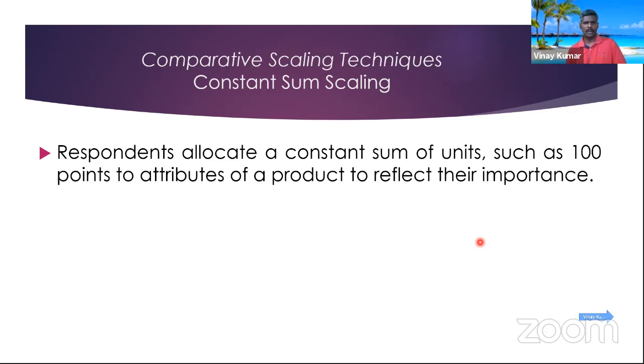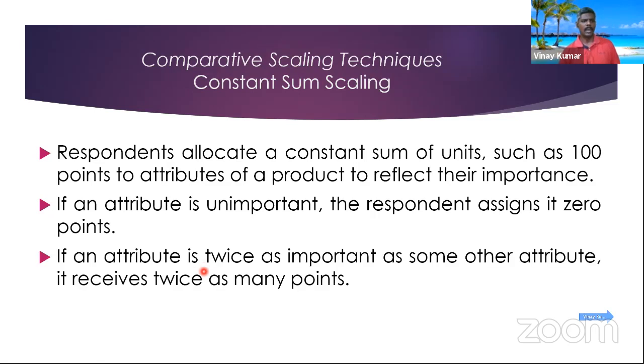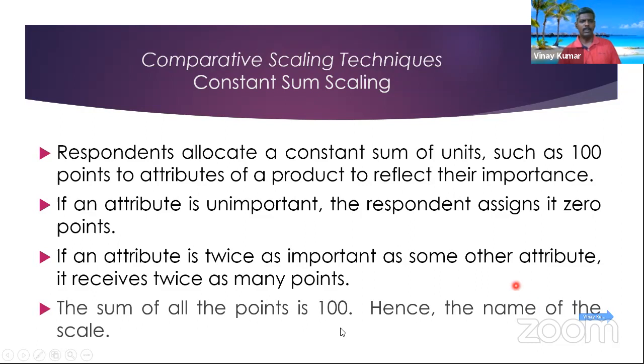where the customers can allocate a constant sum, and they can measure the attitude of the respondents towards a product or service. So here, 100 points to attributes of a product to reflect their importance. If an attribute is unimportant, the respondent assigns it 0 points. And if an attribute is twice as important as some other attribute, it receives twice as many points. That's one of the examples to measure the data. The sum of all the points is 100 here. Hence, the name of the scale is also called the constant sum method.